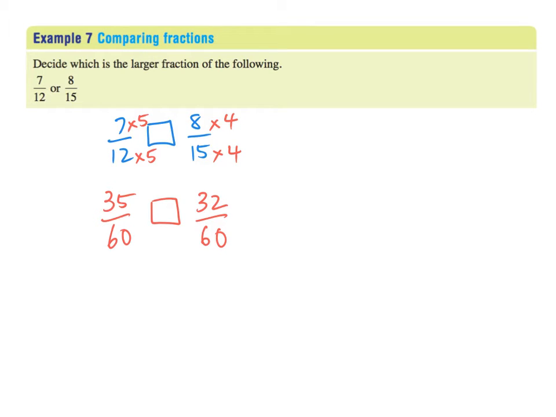So from here, then we can say, yes, I can see here that 35 over 60 is larger. So that's the inequality sign. And then answering our original question here, we can then say, therefore, 7 over 12 is greater than 8 over 15.